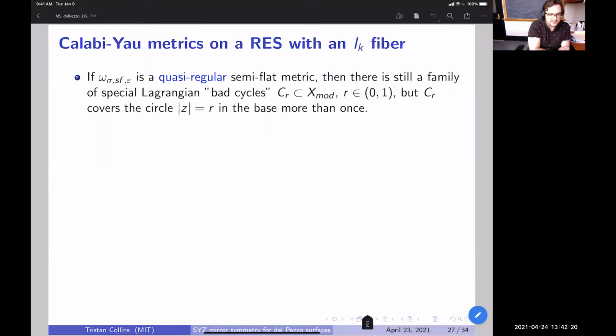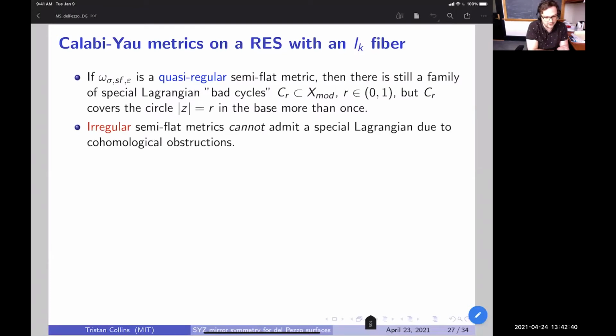Even for quasi-regular semi-flat metrics, there are still special Lagrangian torus cycles, but they don't cover a circle in the base once, they'll cover it many times. So you have some sort of torus that wraps around many times before it comes back to itself. So they project to a non-simple loop in the base. And these irregular semi-flat metrics, in fact, cannot admit special Lagrangian fibrations because of purely homological obstructions.